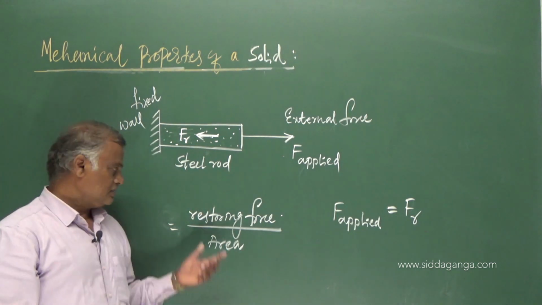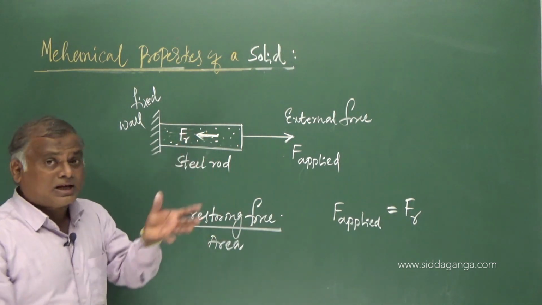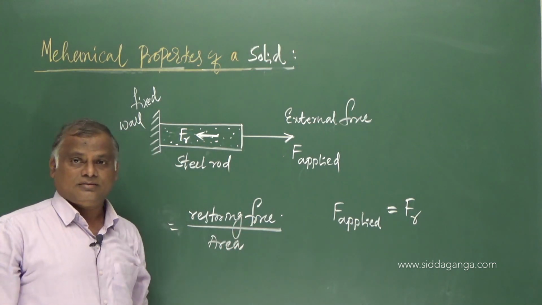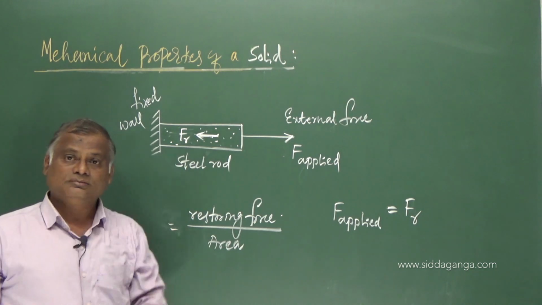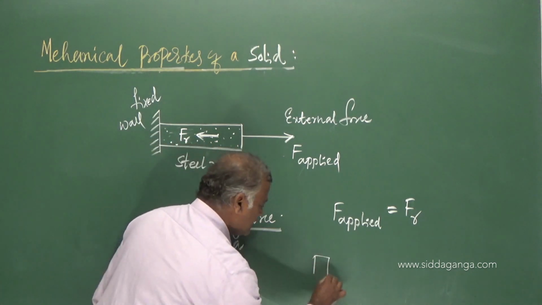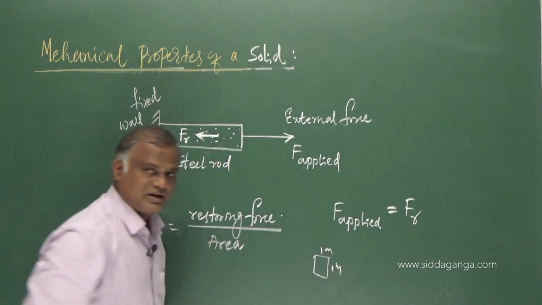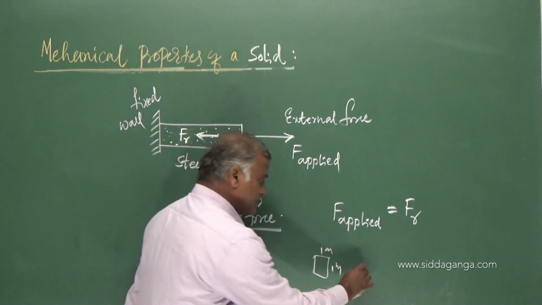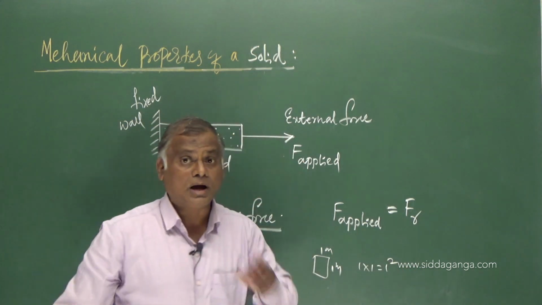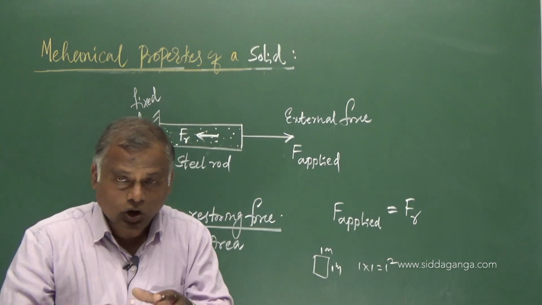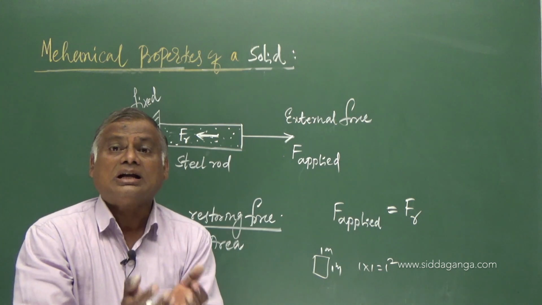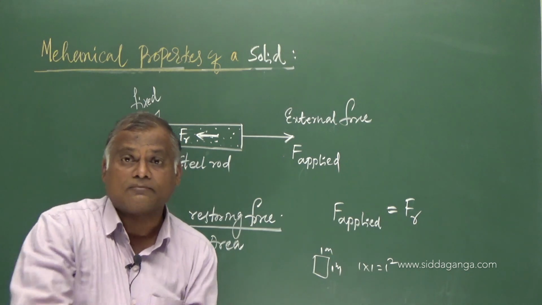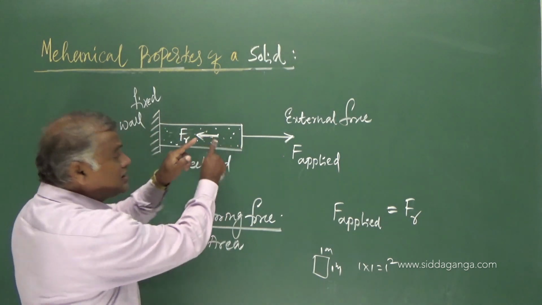What is that, my dear students? The restoring force developed inside the material per unit area. So, per meter square. In 1 meter square, if I take this as a square, the area of the square is L square. So, 1 meter square, 1 into 1, means per unit area, all the atoms in that unit area develop some force. How much restoring force is developed per unit, not the entire length, my dear students.